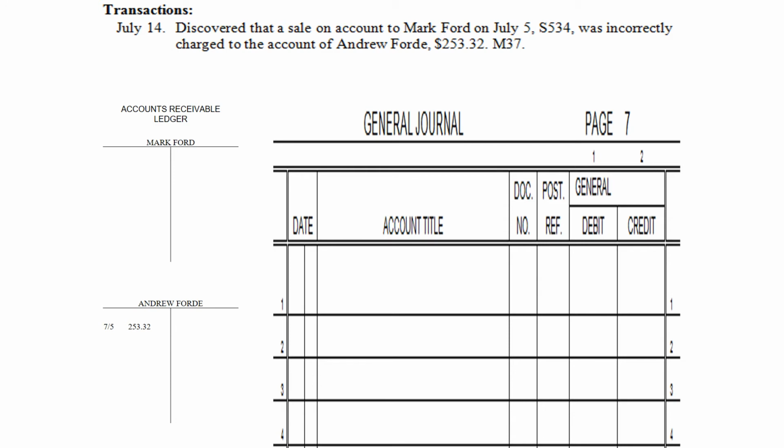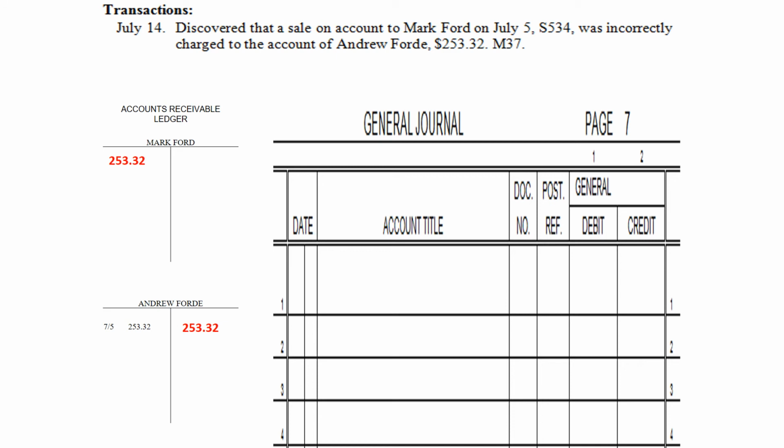If we were to look at those balances right now, you would see that Andrew Ford has a balance that he owes us $253.32. Well, we need to right the wrong. So basically, we need to subtract that 253 out of Andrew Ford and put it into Mark Ford. How do we do that? By debiting Mark Ford and crediting Andrew Ford. This credit of the 253.32 will make the Andrew Ford balance 0. The debit will make the Mark Ford balance 253.